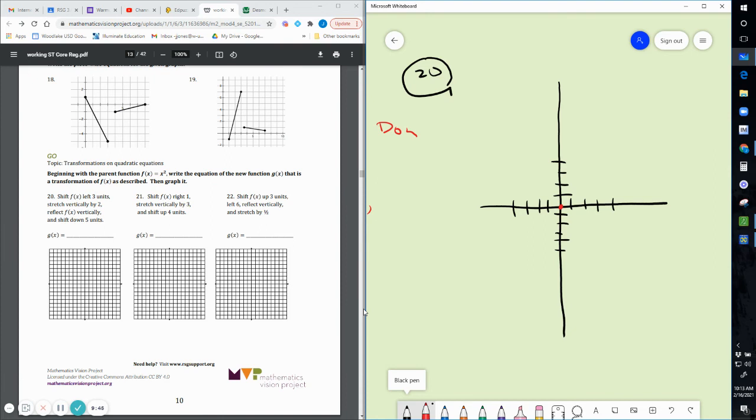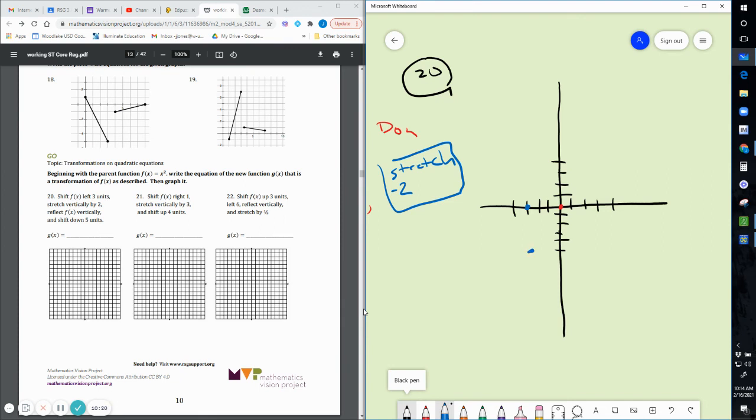And then it says shift it 3 units to the left. So now my new vertex will be here after I've shifted 3 units to the left. And then stretch it vertically by 2. So we know we're going to have a stretch of 2. And then it says reflect it vertically. So now instead of going up, it's going to go down. So really a stretch of -2. And then shift it down 5 units. So 1, 2, 3, 4, 5.